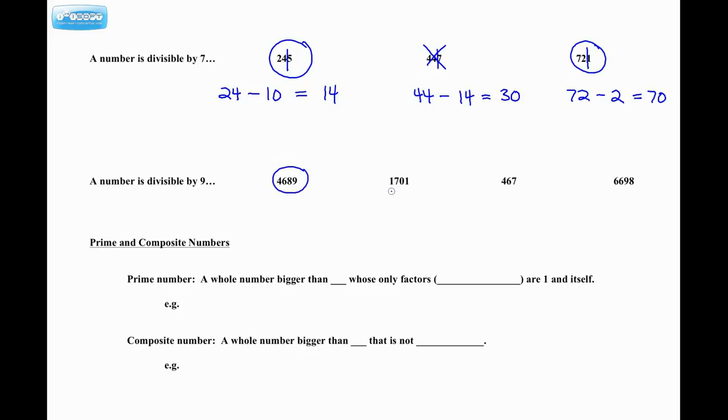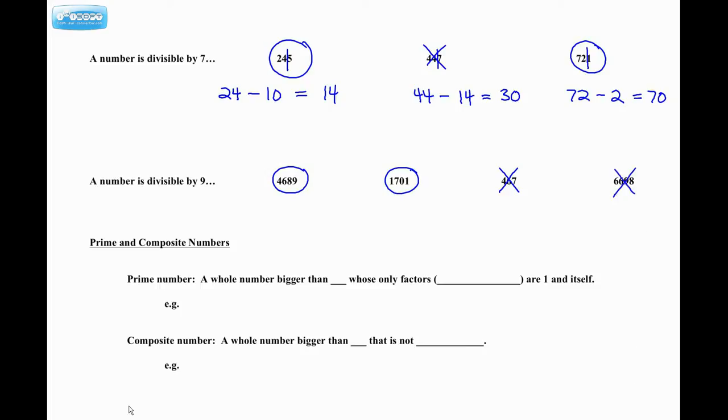1701. Well, 1 plus 7 plus 0 plus 1 is 9. Well, 9 is certainly divisible by 9. Well, there we go. 467. 4 plus 6 plus 7, that is 17. The number 9 does not divide 17. There we go. And lastly, 6,698. So 6 plus 6 plus 9 plus 8 is 29. 29 is not divisible by 9, so neither is this.